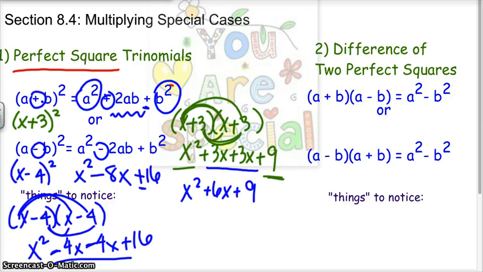All right, so let's look at this as if we were using a shortcut. Think about the first value, this a value being squared, x squared. For the last term, it's going to be b squared. So this b value, 4 squared, 16. This number in the center is 2 times a times b. 2 times the a value times the b value is what gave me my 8x.